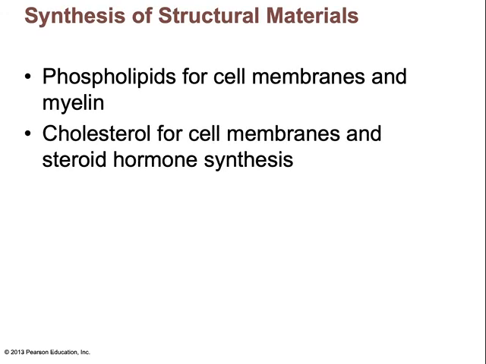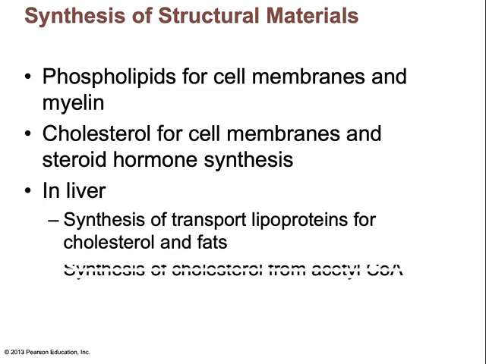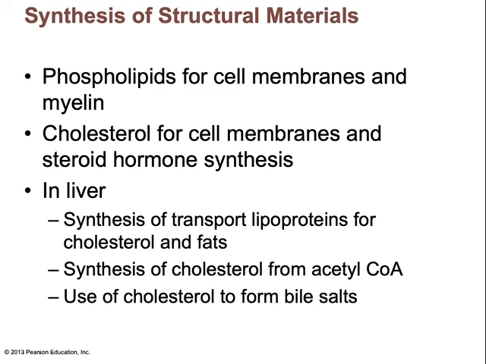Now, lipids are used for phospholipid production, which is the major component of cell membranes. Cholesterol is for the control of membrane fluidity. In the liver, synthesis of transport lipoproteins for cholesterol and fat takes place, okay? And synthesis of cholesterol from acetyl-CoA takes place. And this mostly happens in the smooth endoplasmic reticulum, which you may remember from A&P 2.